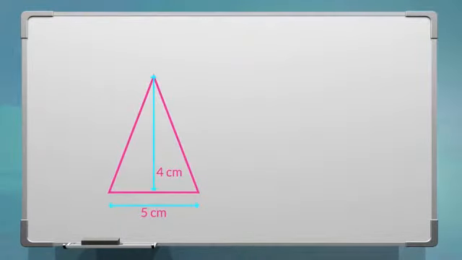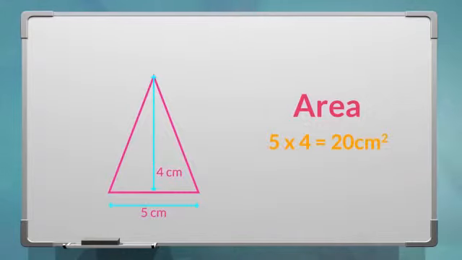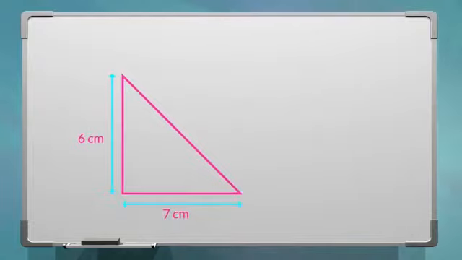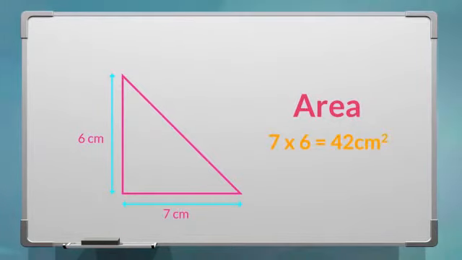So for the first triangle, we do base times height, which is 5 times 4, which makes 20. Then divide the 20 by 2 and we get 10. For the second triangle, we do 7 times 6, which makes 42. Then divide by 2 to make 21. Don't forget to put centimetres squared after for the units.